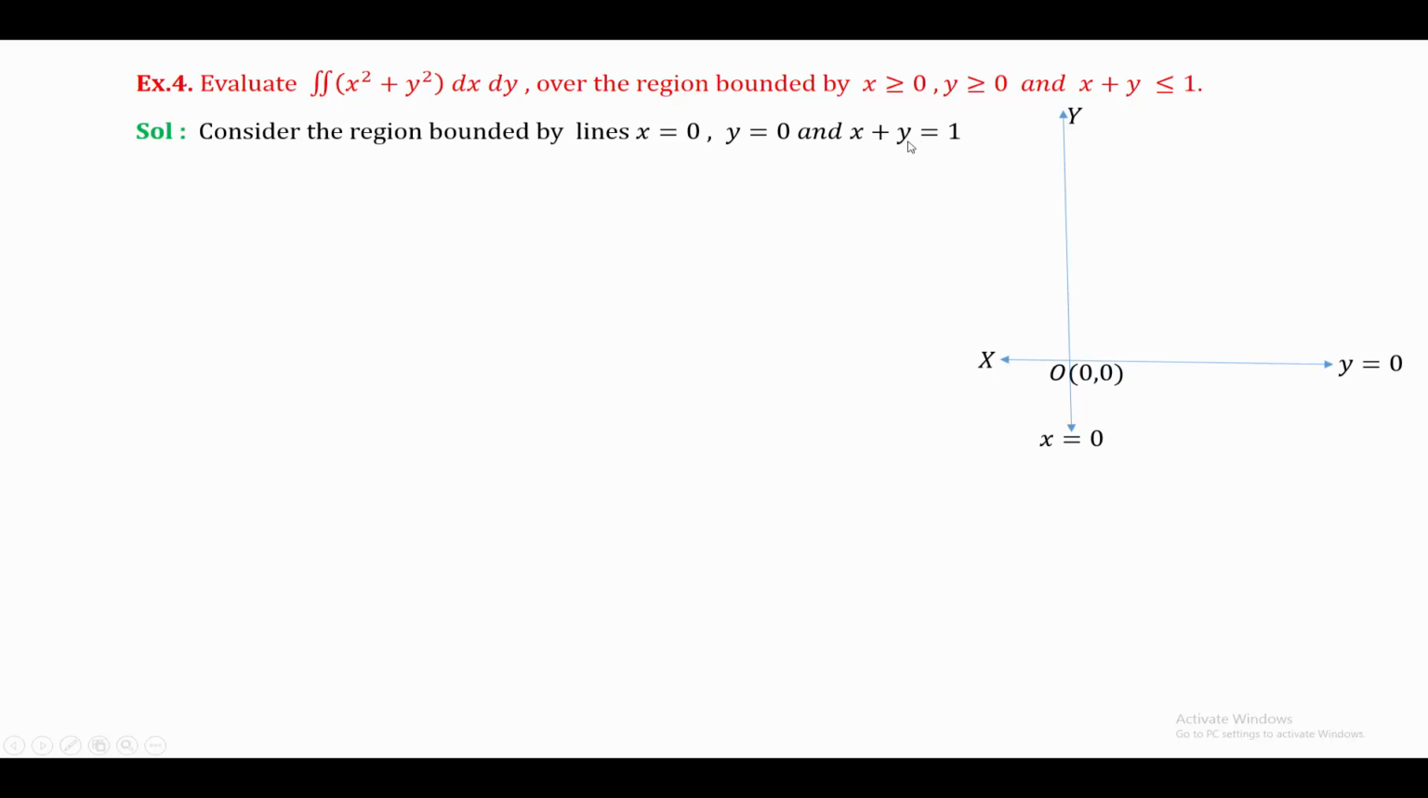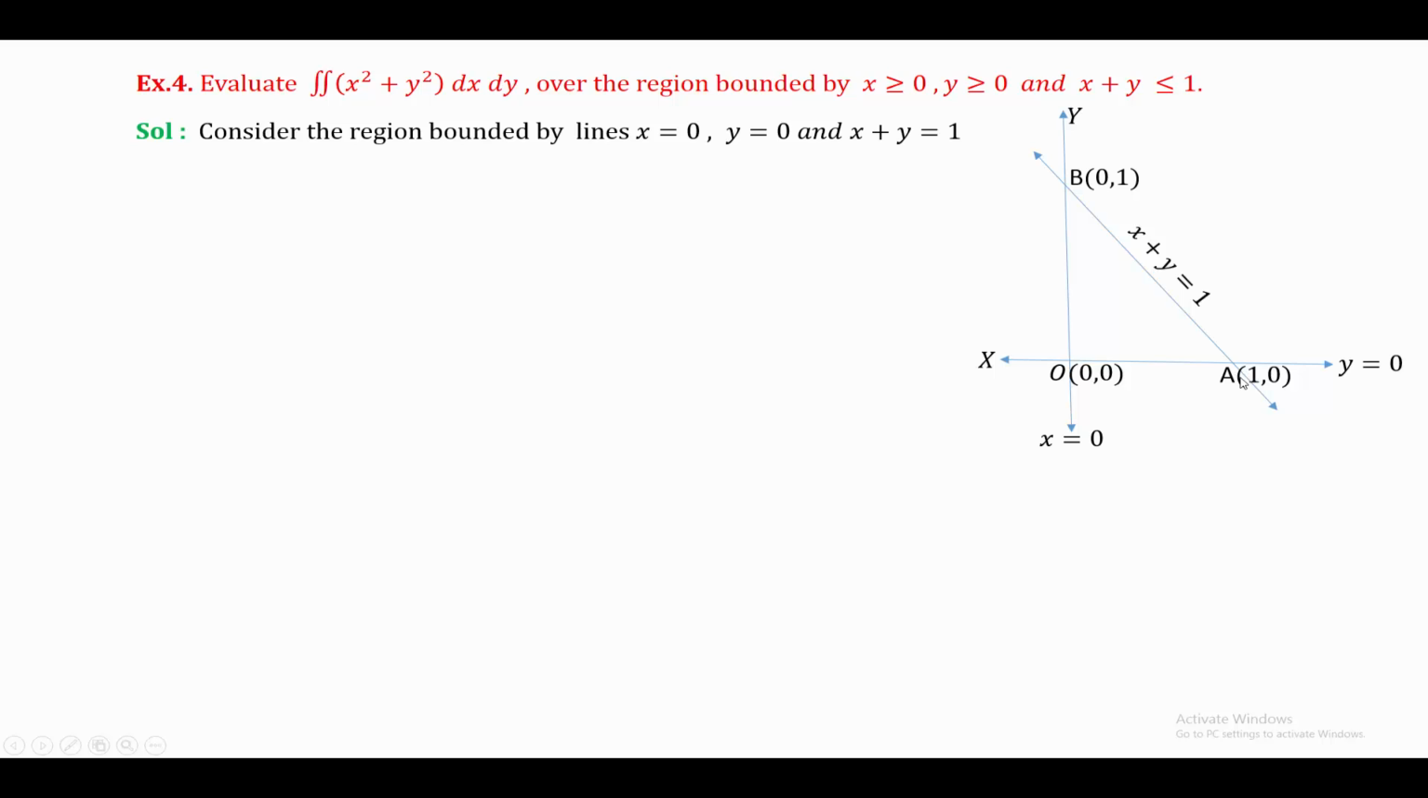Now draw the next line, x plus y equal to 1. For that, first find two points on the line x plus y equal to 1. When y is 0, we get x is 1, so one point is 1 0, which is on the x axis. And when x is 0, we get y is 1, so the next point is 0 1, which is on the y axis. The line passing through points A and B is x plus y equal to 1.